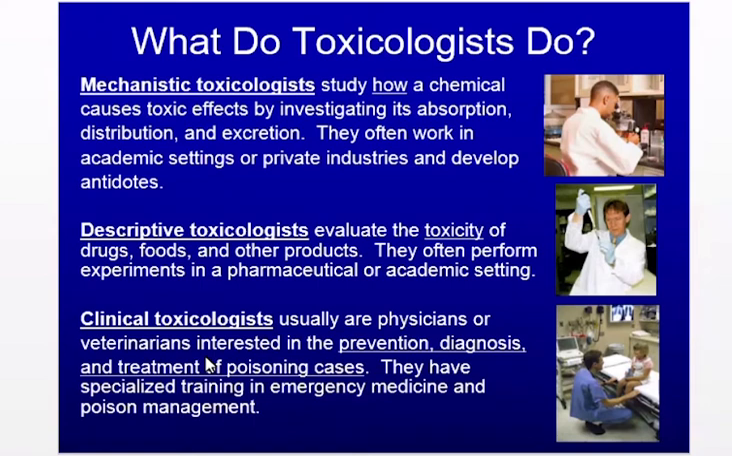So we also have what are known as clinical toxicologists. Now, clinical toxicologists usually are physicians or veterinary doctors who are interested in the prevention, diagnosis, and treatment of poisoning cases. They have specialized training in medicine and poison management. Some time back, because we never had clinical pharmacists, it was restricted mostly to physicians or doctors and veterinary doctors. But now even pharmacists who are clinical pharmacists, because this is clinical work, can work on the prevention, diagnosis, and treatment of poison cases, and you specialize in that field.